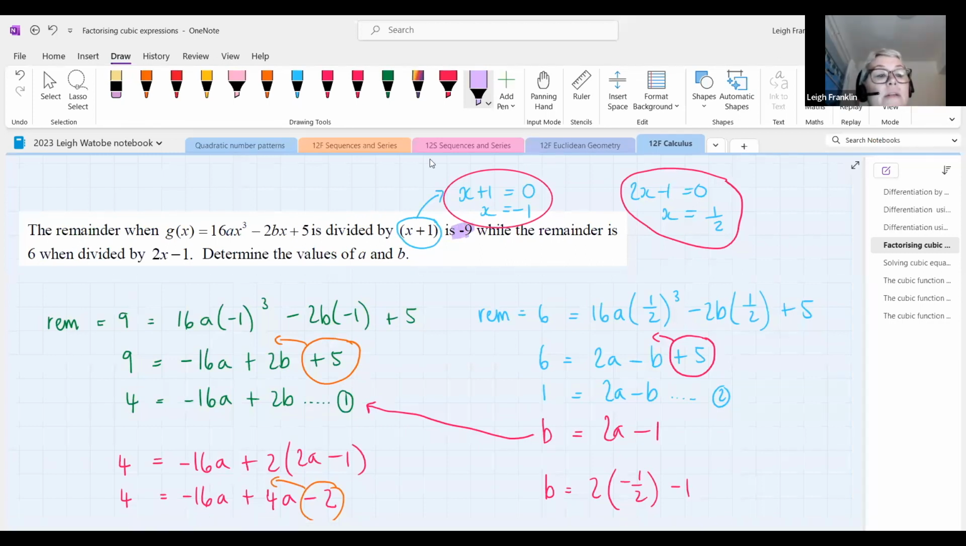Oh, hang on a second. I've just seen I've made a mistake here. That's supposed to be -9. Anyway, it doesn't matter. Let's just leave it as +9. Let's not go back and change it now. We'll just make that 9.